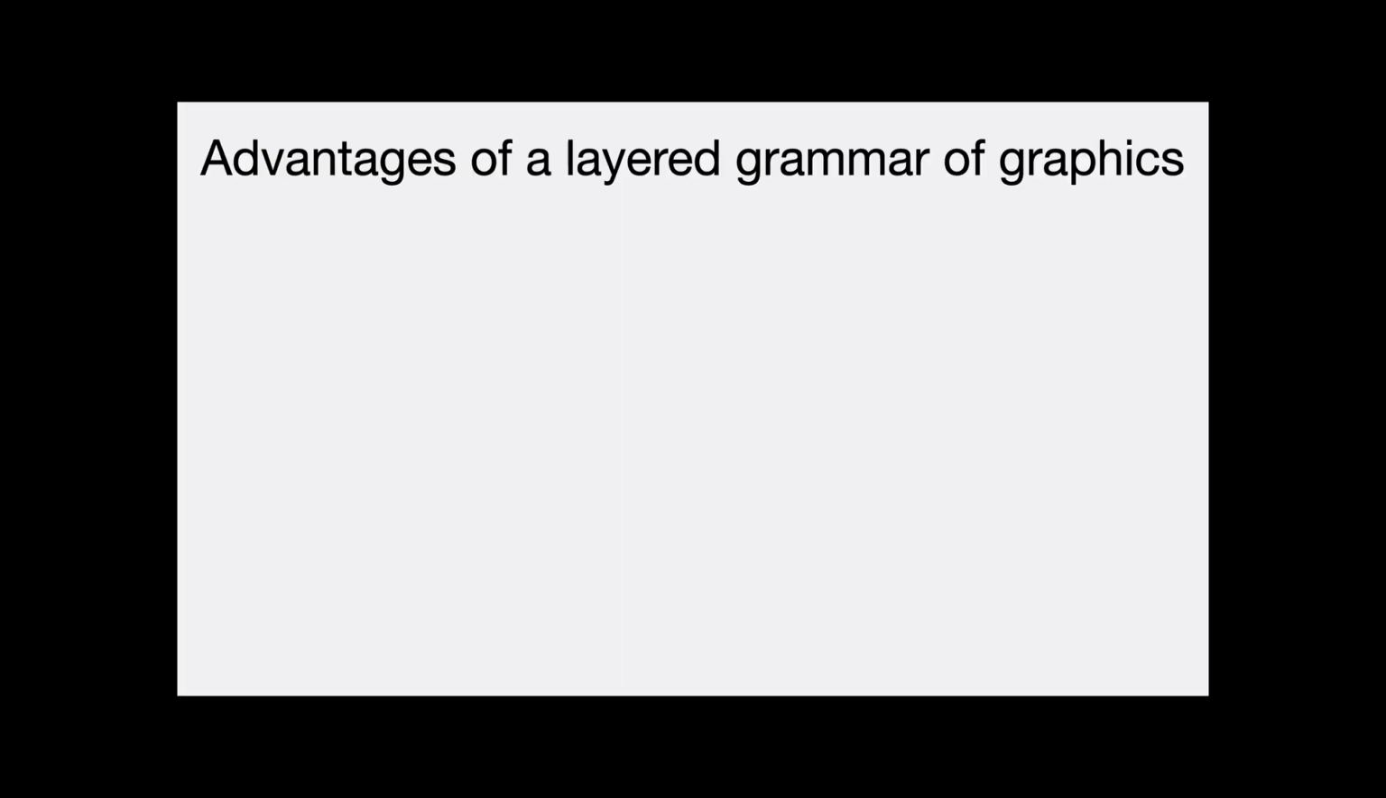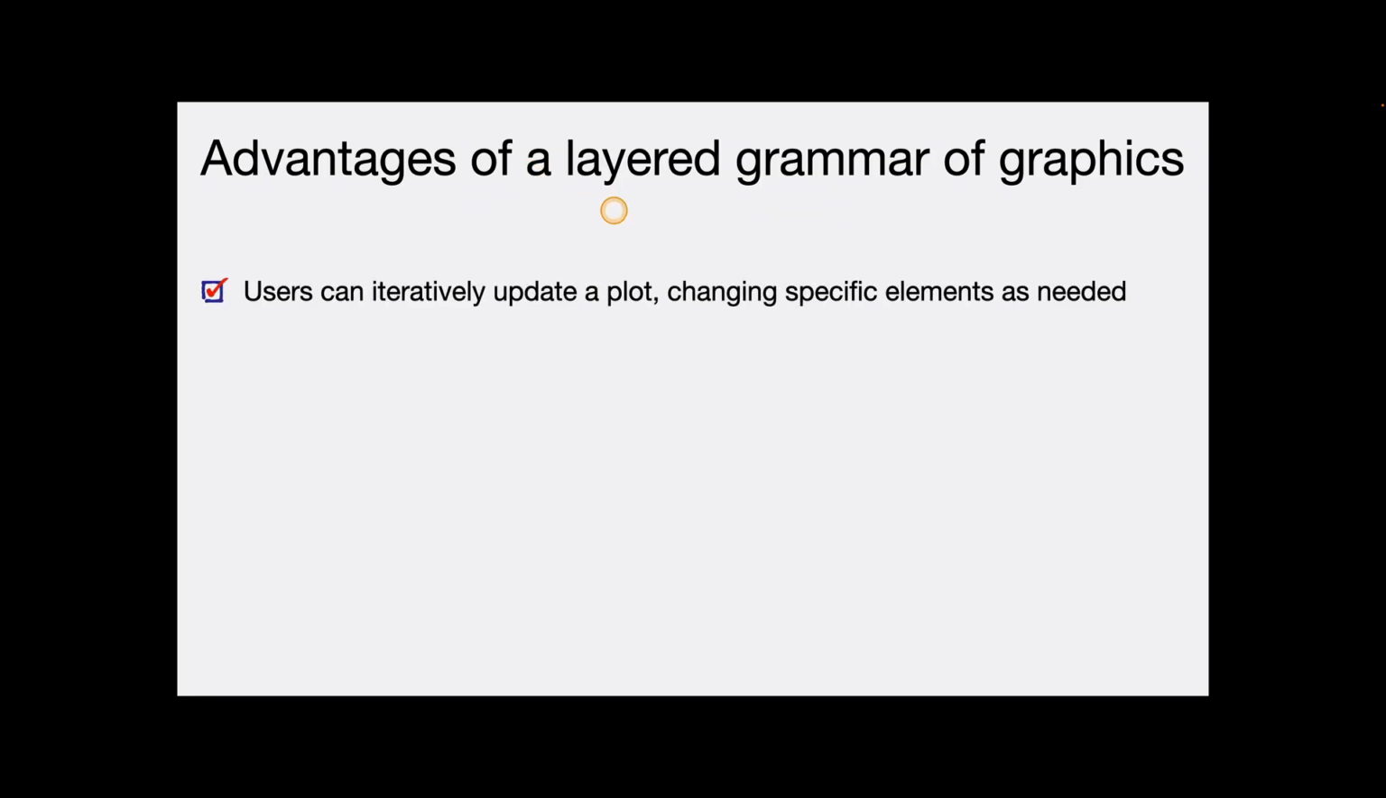Okay? So to summarize, there are a number of advantages of this layered approach to the grammar of graphics. The first is that you can iteratively update a plot, changing specific elements as you need, right? It's very easy to add in new lines to this layer, changing any aspect of the plot. You have control even over high-level aspects of the plot, even the data itself. So, I could take the same ggplot2 code, swap out different data sets, producing the same plot with the same aesthetics, but with different underlying data.